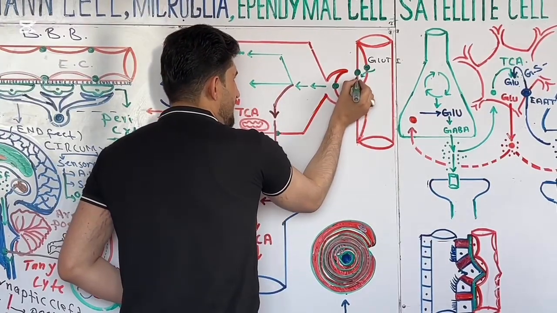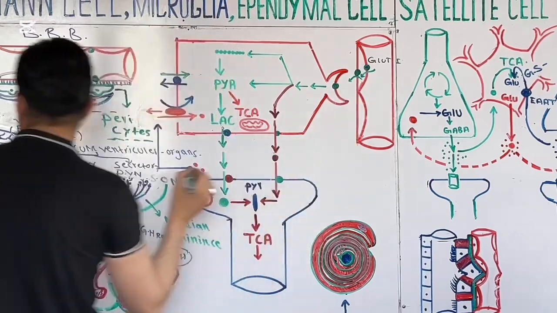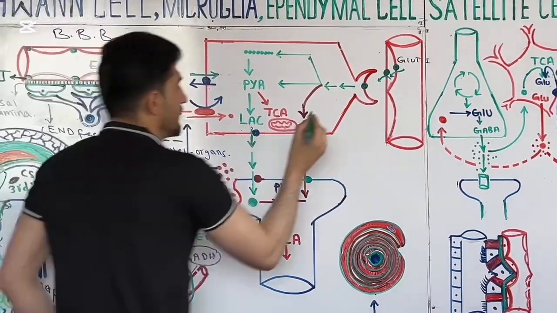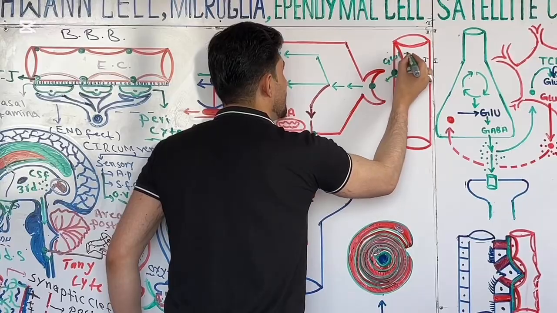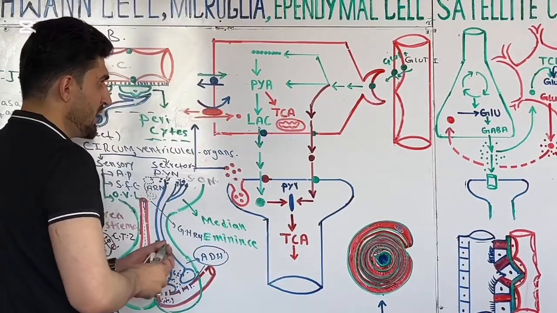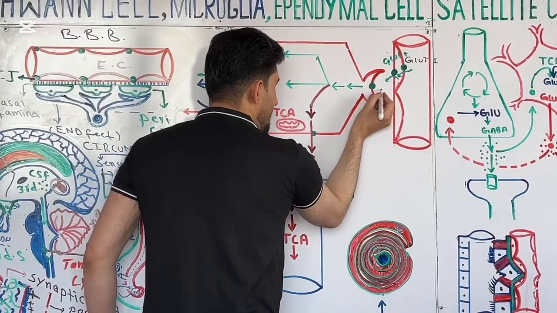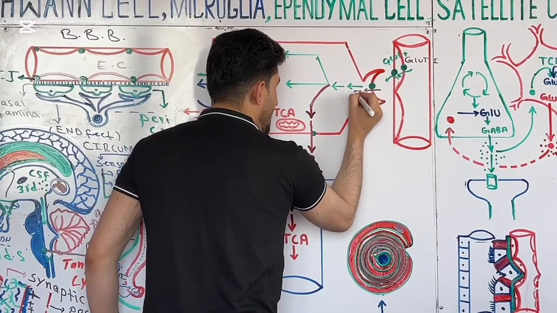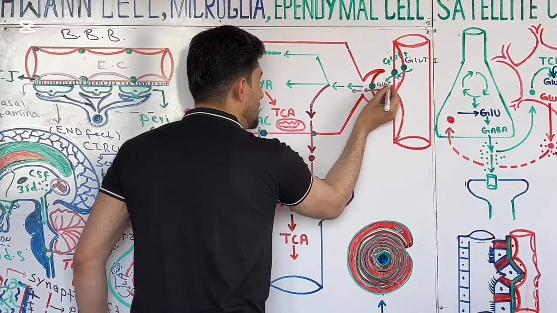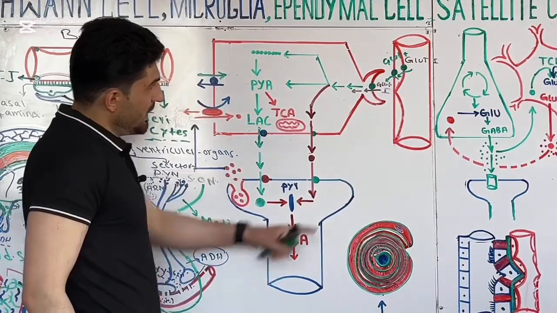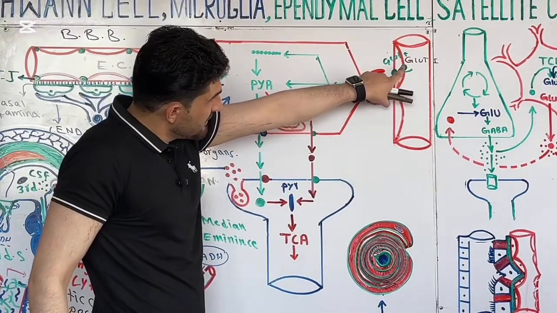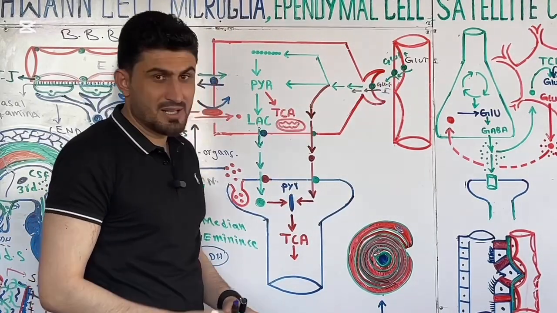Then from the basal side, glucose is also transported to the interstitium of the nervous system by GLUT1. Here is also GLUT1. Then this is the astrocyte, this is the neuron. Then this glucose is absorbed by the astrocytes also by GLUT1. So we have GLUT1 on both sides of the endothelial cell and also in astrocytes.